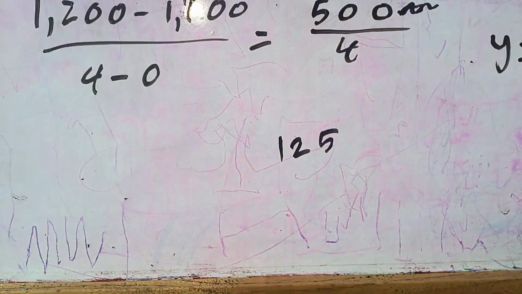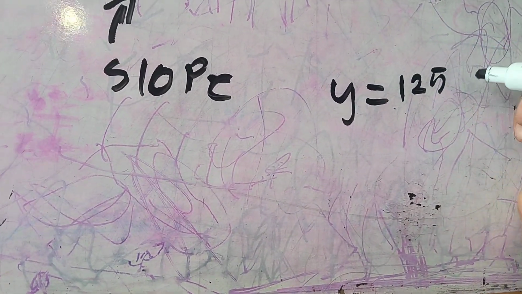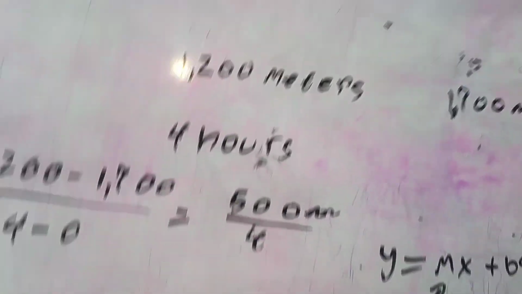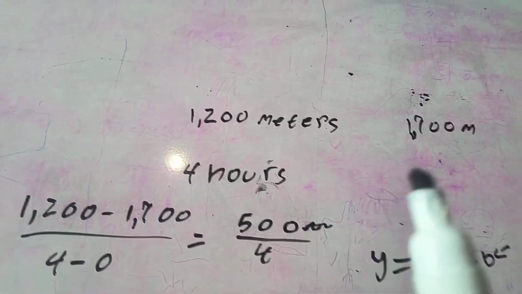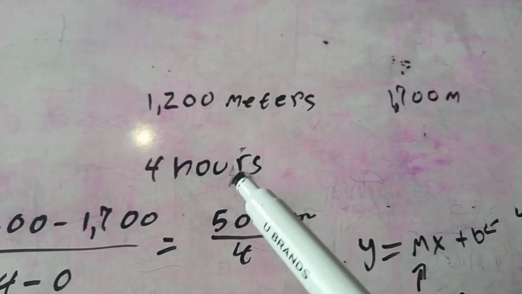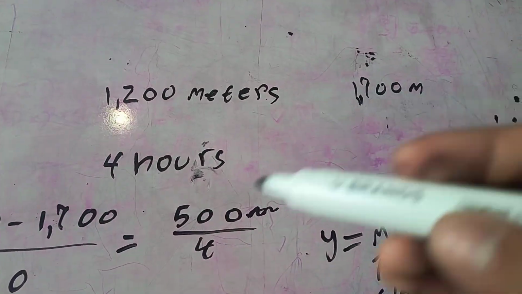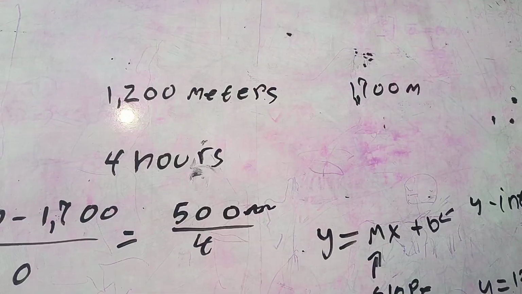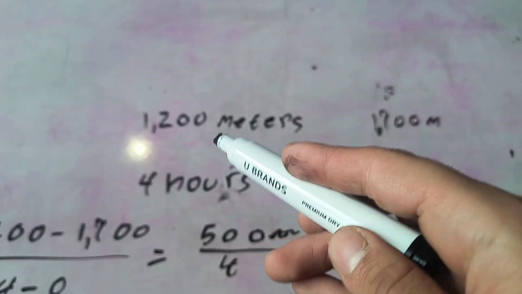So I guess the slope is 125 times x, where x is the amount of hours. Then all we have to do is find the y-intercept. Well, the y-intercept would be 1,200 meters, because this is the point we started at hour 0, and then we moved 4 hours later to this. Whenever we put 4 hours in, we get this, and whenever we put 0 hours in, we get this, because this is where we started.